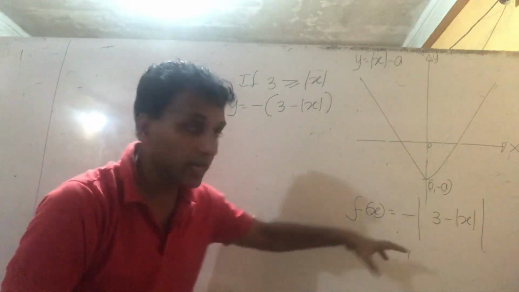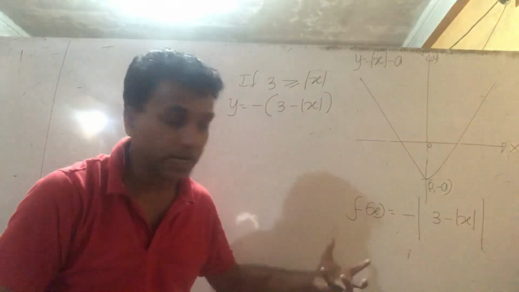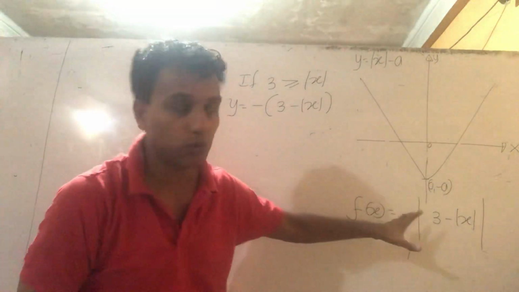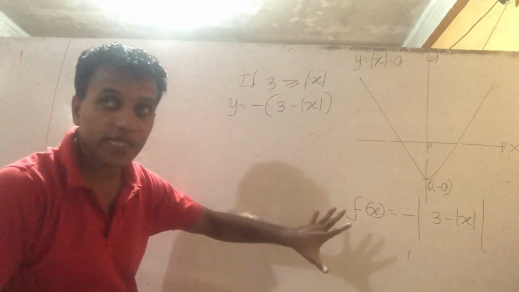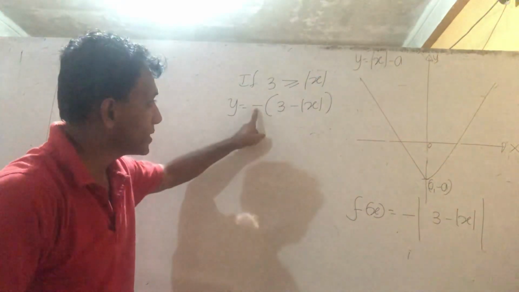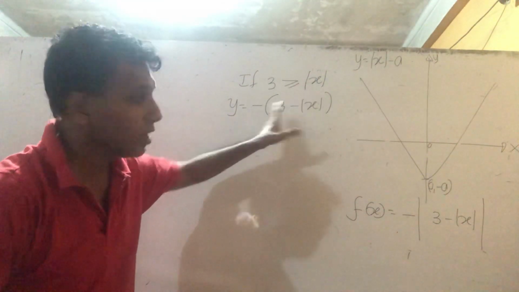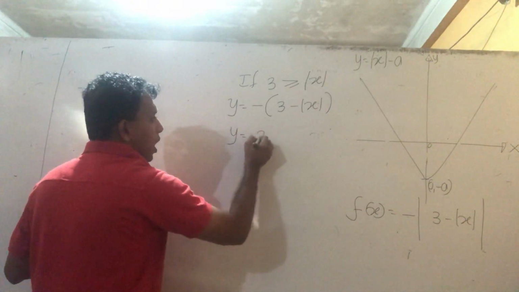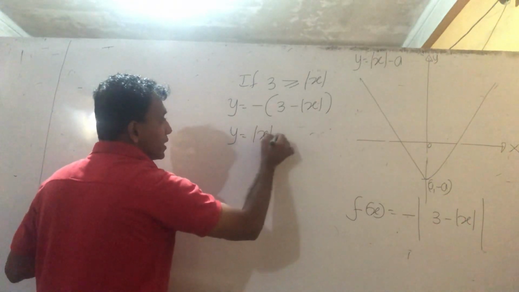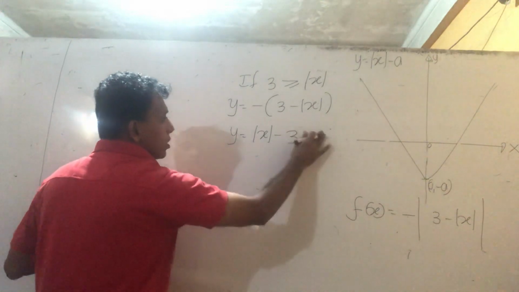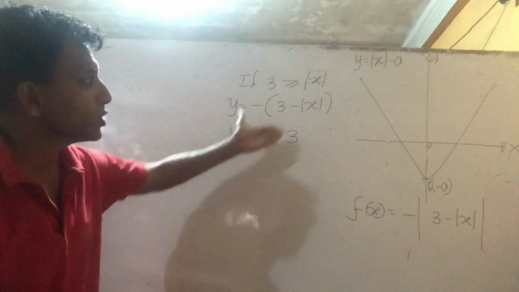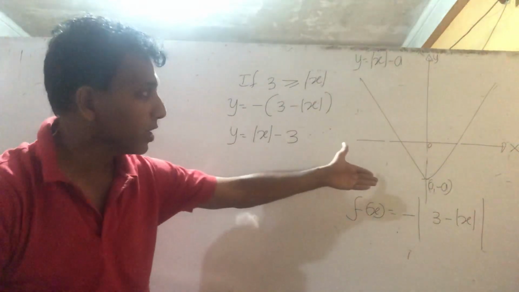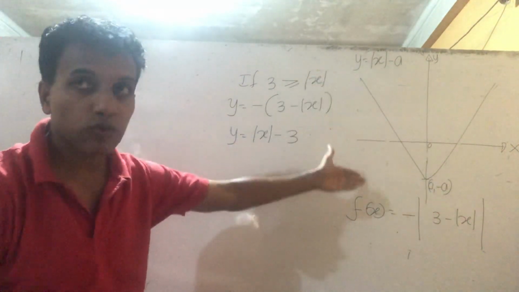So 3 is bigger than modulus x means this is completely a positive answer, mod is positive. So therefore no change in the modulus sign, the minus available and inside. So if you rearrange, y equal minus mod x minus 3, that you draw. So you can draw this. See, 3 here, 3.